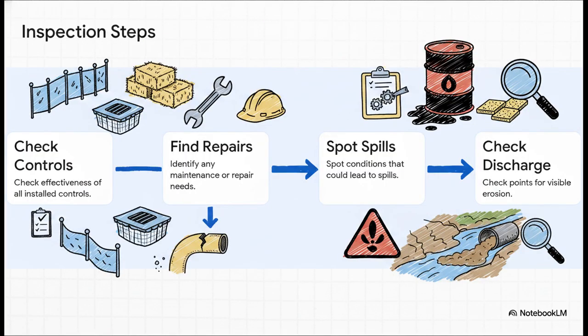To do this right, you need to follow a systematic mental checklist. First, check your controls. Are they actually minimizing pollutants? Second, identify any maintenance needs. If a control needs repair or replacing, you've got to flag it right away. Third, actively hunt for conditions that could lead to spills, like a piece of equipment that's starting to leak oil. And fourth, check those discharge points and adjacent stream banks for any visible signs of erosion or sediment deposits that came from your site.